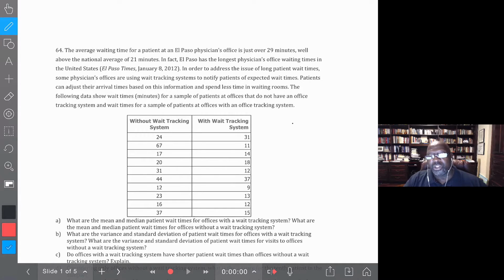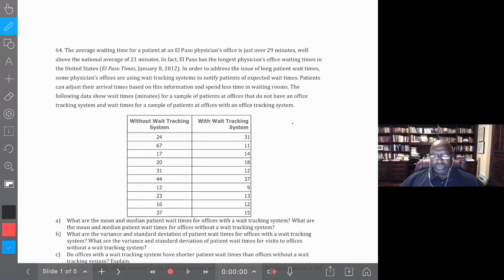In order to address the issue of long patient wait times, some physicians' offices are using wait tracking systems to notify patients of expected wait times. Patients can adjust their arrival times based on this information and spend less time in waiting rooms. The following data show wait times in minutes for a sample of patients at offices that do not have an office tracking system, and wait times for a sample of patients at offices with an office tracking system.